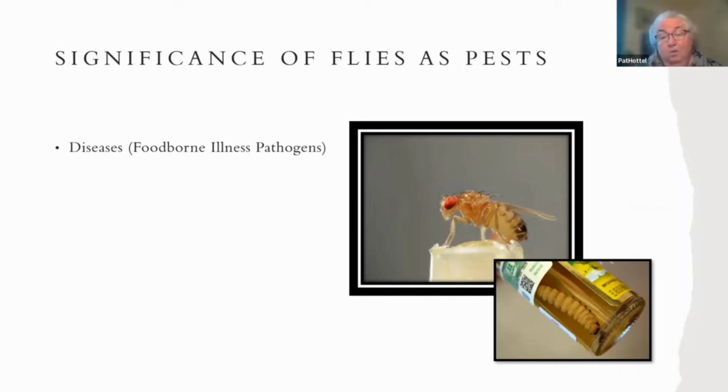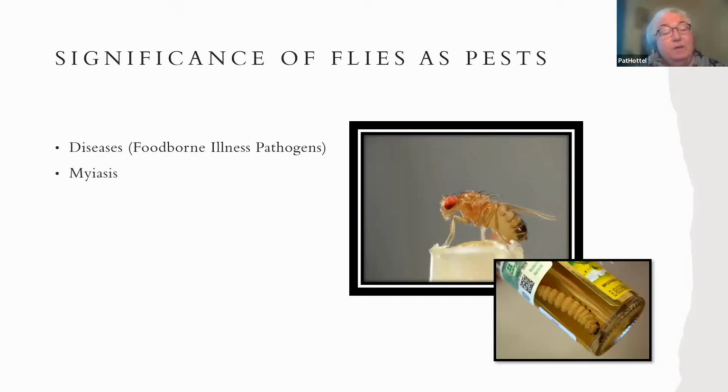So we know that even the fruit fly that's pictured there is capable of transmitting diseases, some of the foodborne pathogen diseases like E. coli and salmonella. So disease is important, especially when we're talking about our food facilities.